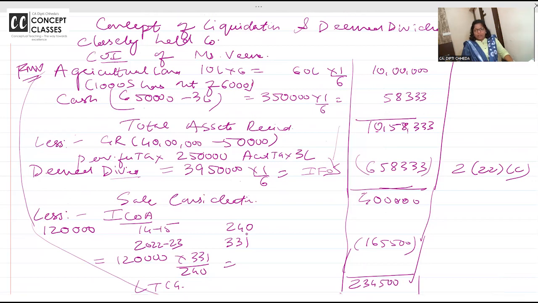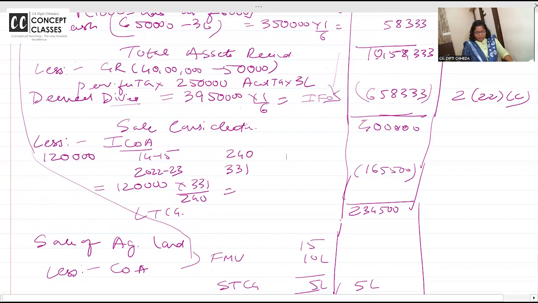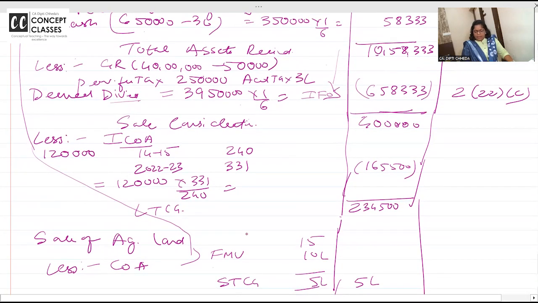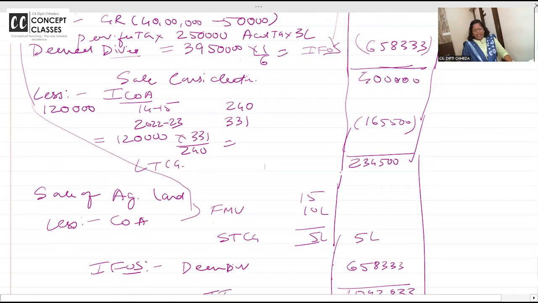Agricultural land: Meena got 1/6 of 60 lakhs because she had 1,000 shares out of 6,000. Cash she got, total assets. Now, out of the total assets received, whatever she has received against reserves is taxable under income from other sources. And the sale consideration is 4 lakhs and routine capital gain.